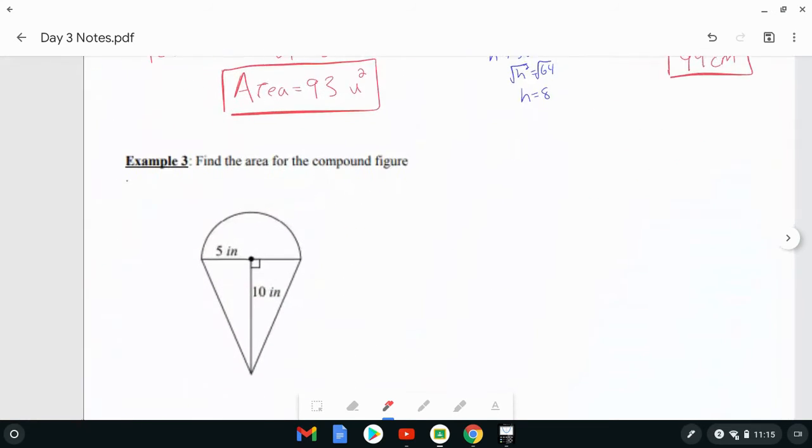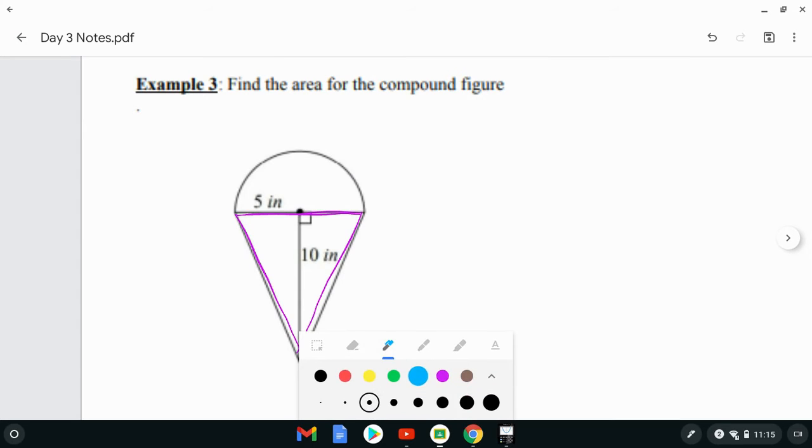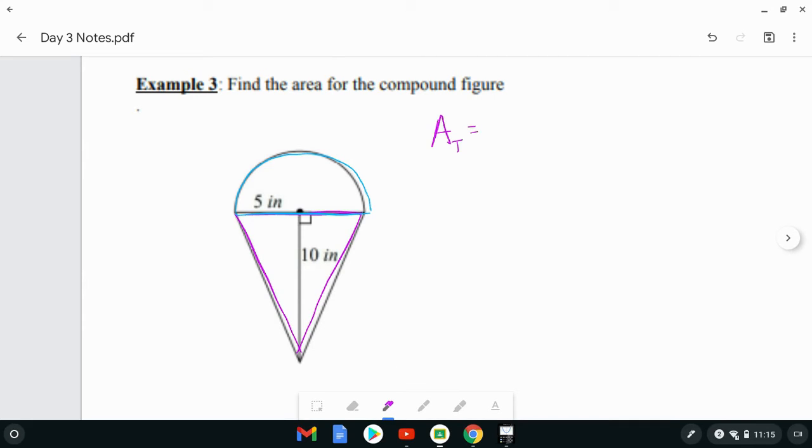If we take a look at number 3, again, a compound figure, break it up into the two shapes that we're talking about. You can see we have a triangle here, and then we have a nice half circle or a semicircle here. So let's start with the triangle. The area of the triangle, we just said, was base times height over 2, so we'll use that formula again.